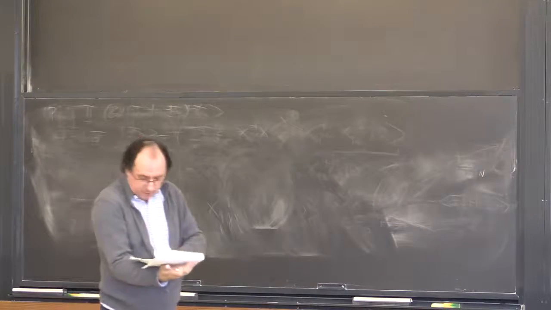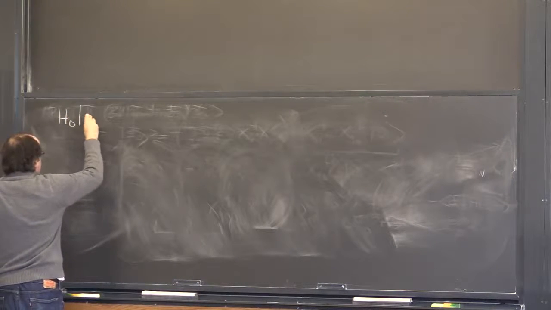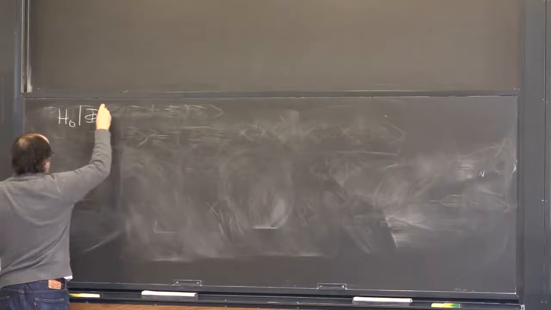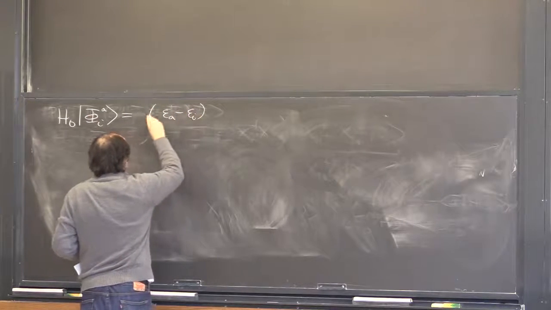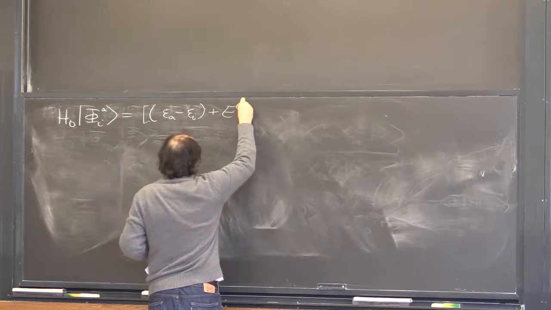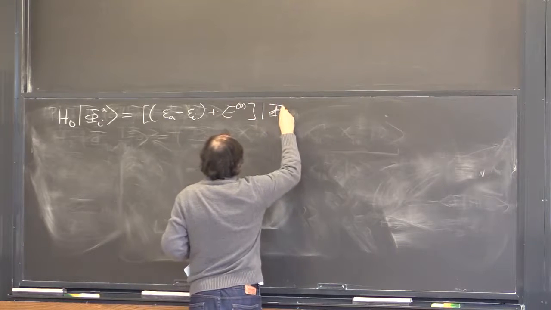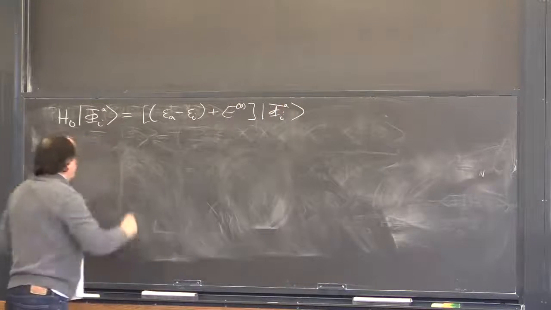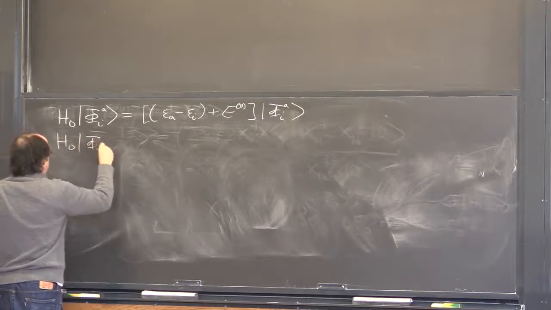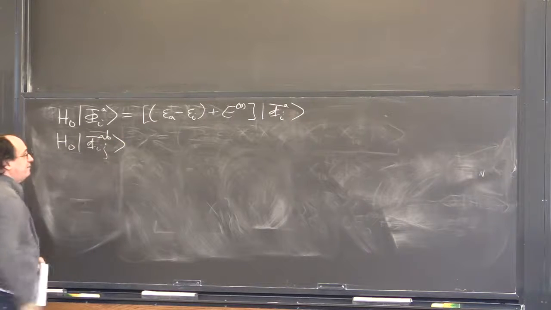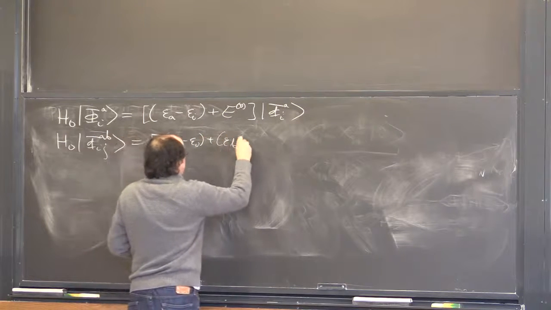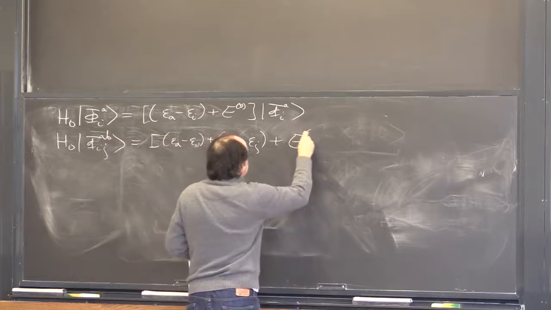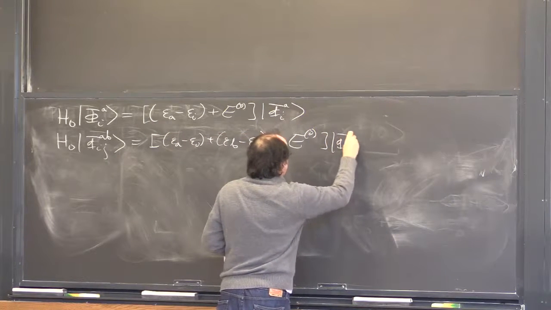Let's now switch to our proper notation for the particle-hole excitations, the ones that we're interested in. If I apply H0 to phi_i^a, I end up with epsilon_a minus epsilon_i plus E0, times phi_i^a. If I do this for a doubly excited determinant, phi_ij^ab, where i and j are occupied in phi0 and a and b are unoccupied in it, then we end up with epsilon_a minus epsilon_i plus epsilon_b minus epsilon_j plus E0, times phi_ij^ab.